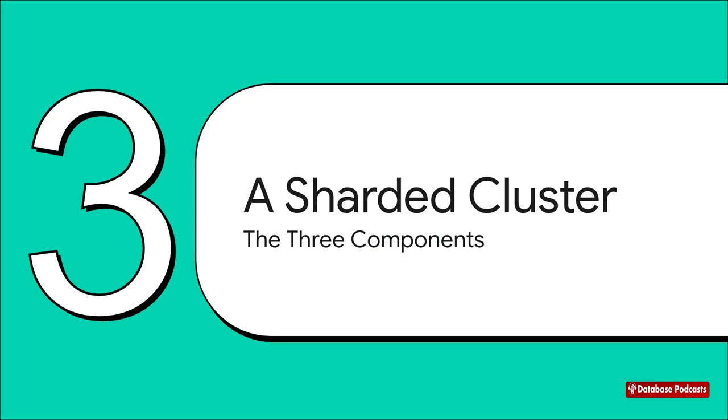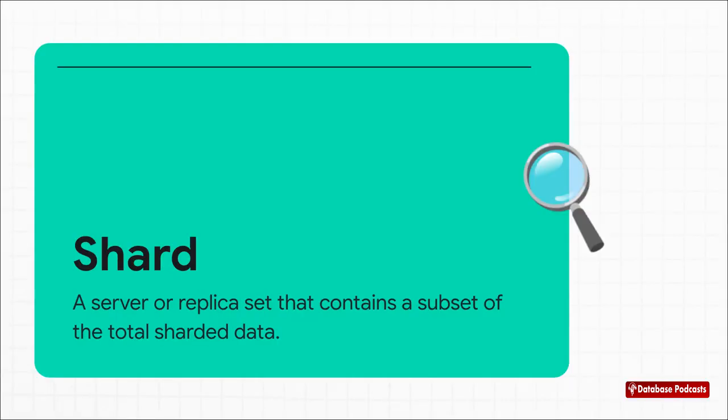So what does one of these sharded clusters actually look like under the hood? It's not just a random pile of servers. It's made up of three key components that all have to work together perfectly. Let's break them down. First, you've got the shards. These are the real workhorses of the cluster. A shard is just a server that holds a piece of your total data. So if you have 4 shards, each one holds about a quarter of your data.